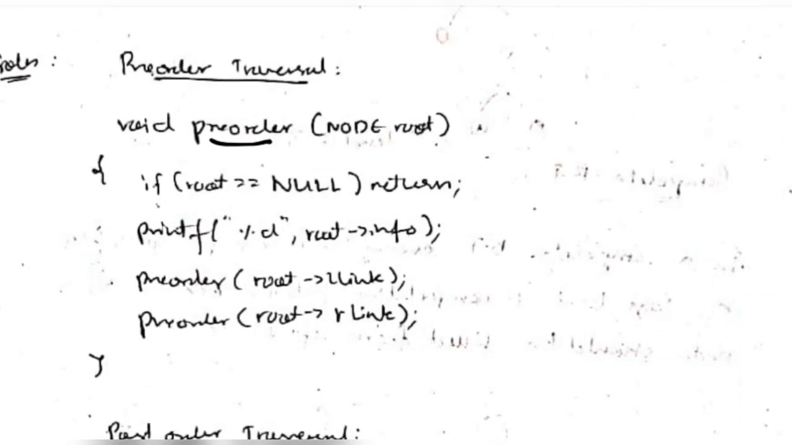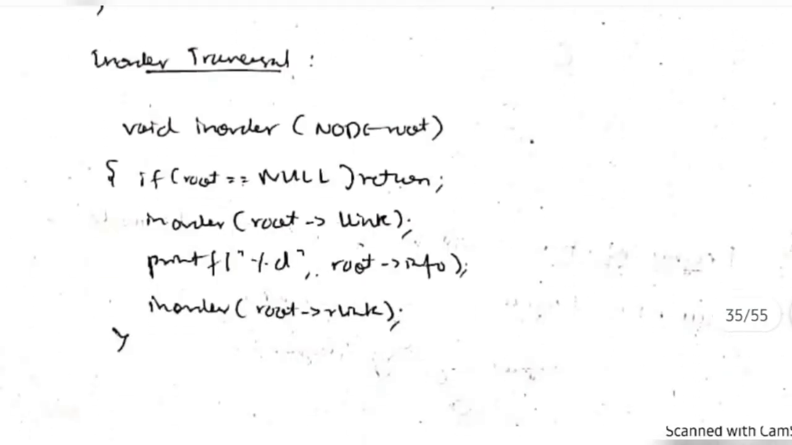See, it's pre-order. Pre-order is N L R, right? So N L R. N means print the node, and L means L link, R means R link. Okay. Similarly for post order and in order also.